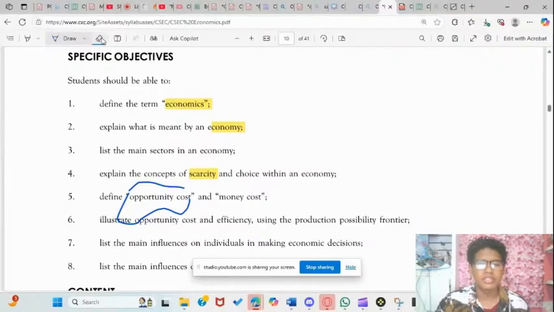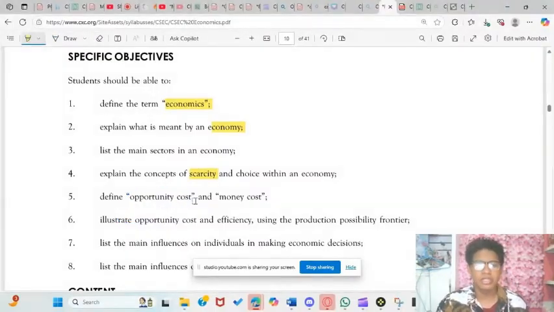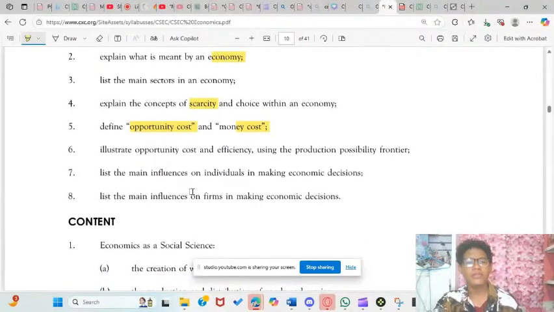This is not looking good. I don't like how this circle is, honestly. Let's actually go back to that. We stated opportunity cost, money cost, and the difference between them.